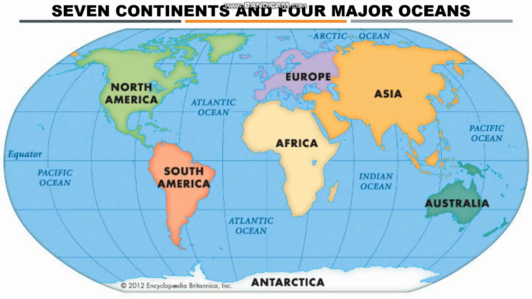Now, let's see the land bodies and water bodies. The land bodies of the Earth are known as continents. And the large water bodies are called oceans. And there are 7 continents and 4 major oceans. The 7 continents are North America, South America, Europe, Africa, Asia, Australia, and Antarctica. The 4 major oceans are Pacific Ocean, Atlantic Ocean, Arctic Ocean, and Indian Ocean.